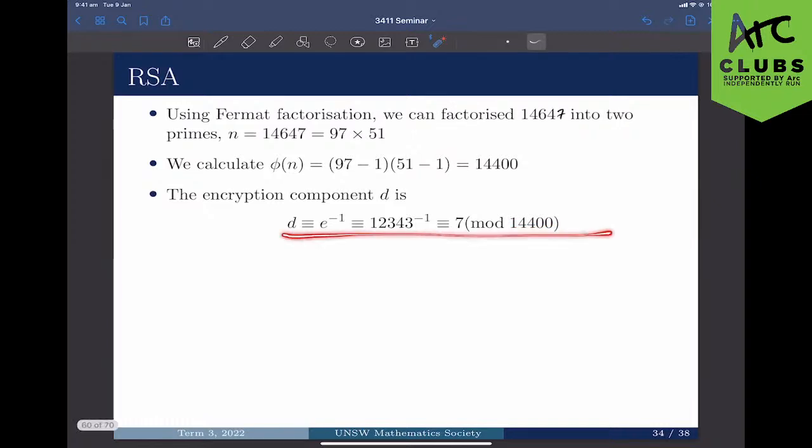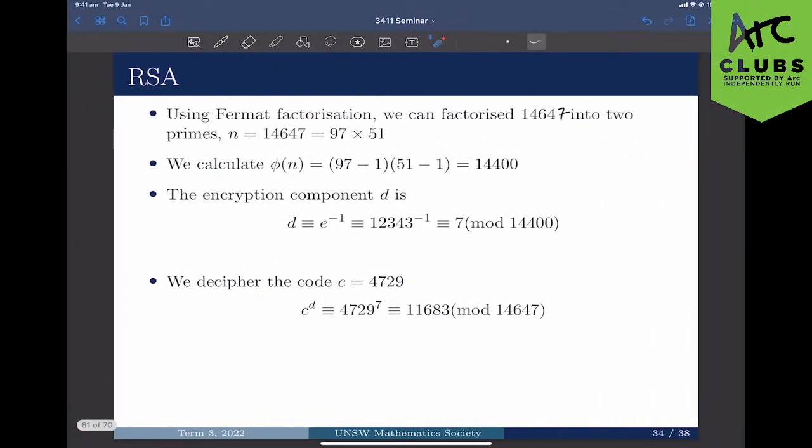We calculate this using the Euclidean algorithm. So we end up with d is equal to 7. And now we're going to raise the code to the power of d mod n. And through calculation, we find that the message is 11,683. So the RSA component of this question has been pretty much done.